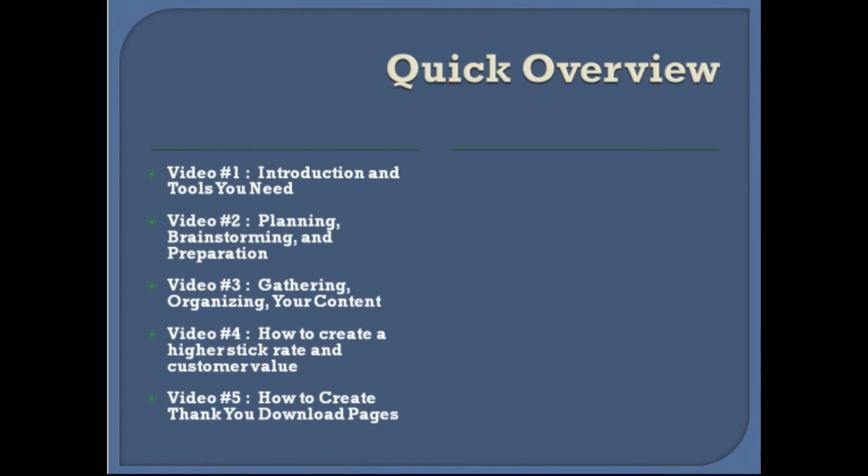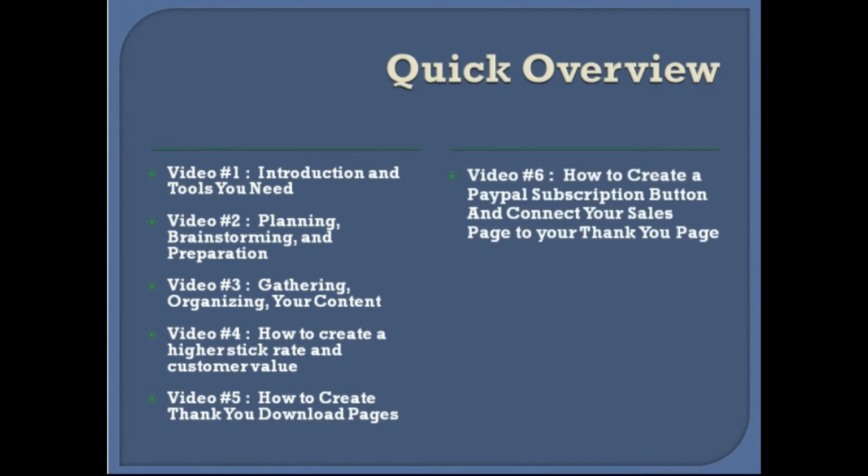Video number 5, we're going to create a thank you page or a download page, the same thing. So basically after the person pays, they see the thank you page, they fill out the Aweber form, and then they're forwarded to get your content and so forth. So we're basically creating an automated membership machine. Video number 6, we're going to talk about how to create a PayPal subscription button and put that onto your sales page so that when somebody buys, they are sent to your thank you page.